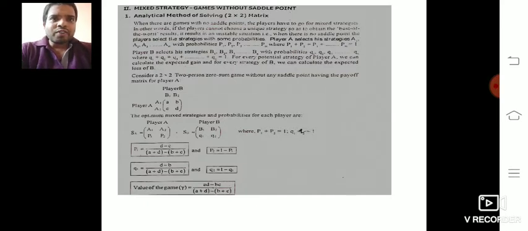How are we going to find the probabilities? The formula is given: P1 equals D minus C divided by A plus D minus B plus C, and P2 equals 1 minus P1. Q1, the probability for player B, equals D minus B divided by A plus D minus B plus C, and Q2 equals 1 minus Q1. The value of the game is given by A into D minus B into C divided by A plus D minus B plus C.